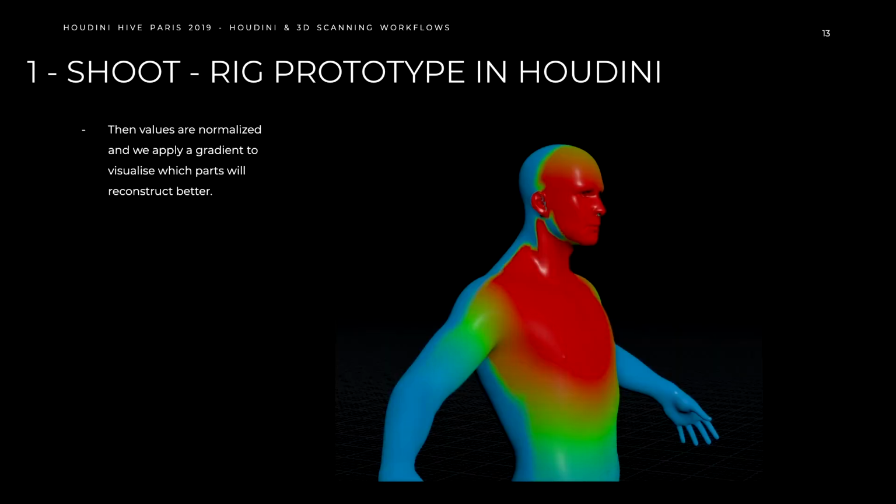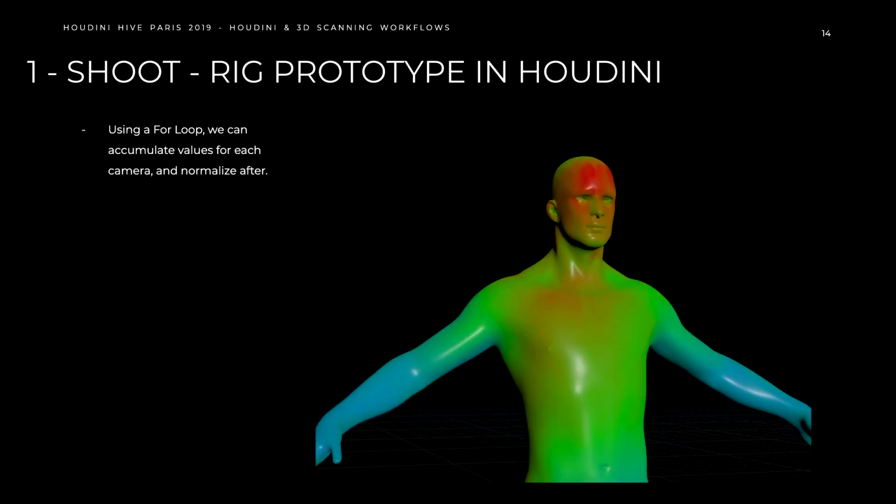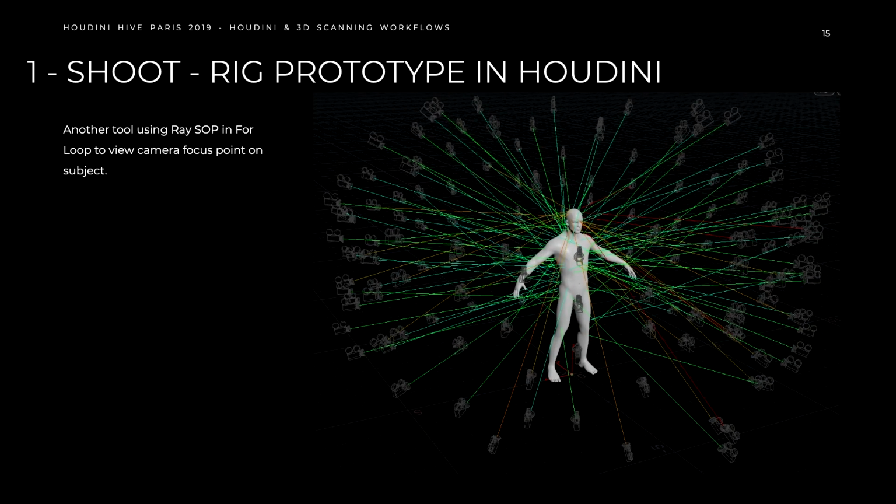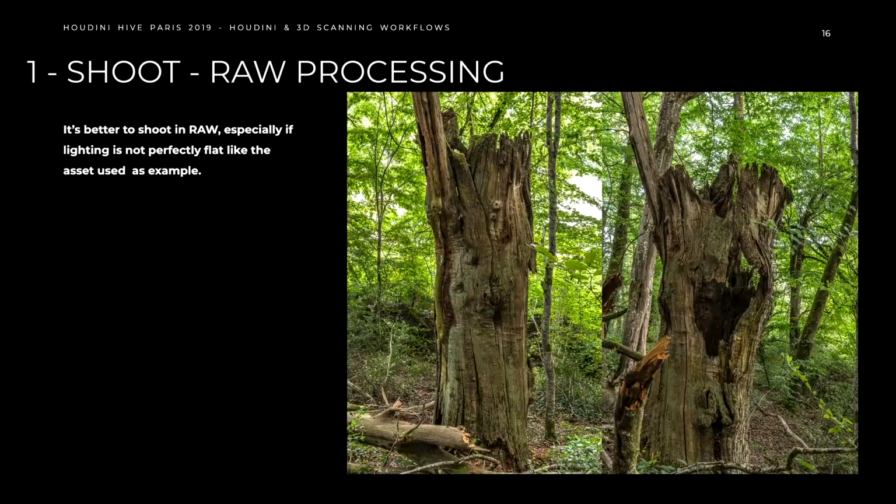And then we can visualize that with the gradient. The thing is that we accumulate the values for all the cameras in the for loop. So you can see, okay, my setup will be more precise on the head and a bit less precise on the hands, so you can adjust things as you want. And there is another tool using a simple ray cast in a for loop, so you can just have a quick preview of the focus point for each camera. So, okay, that was for the shooting.